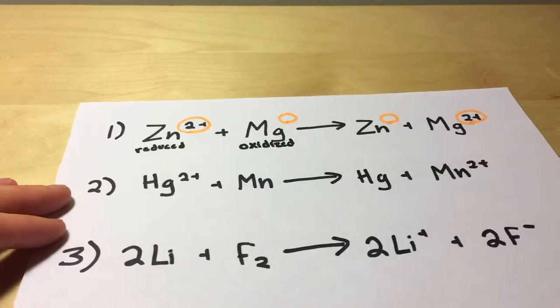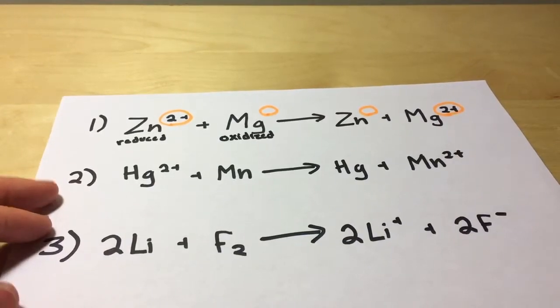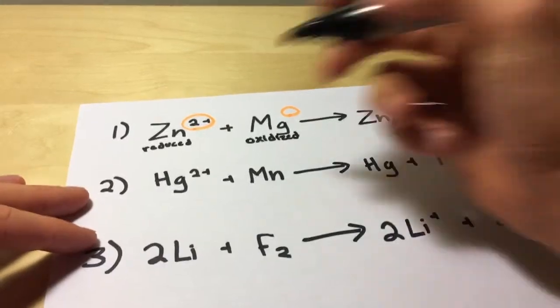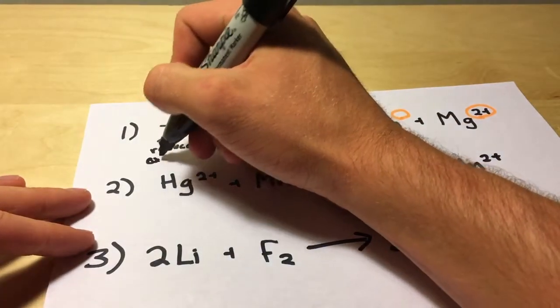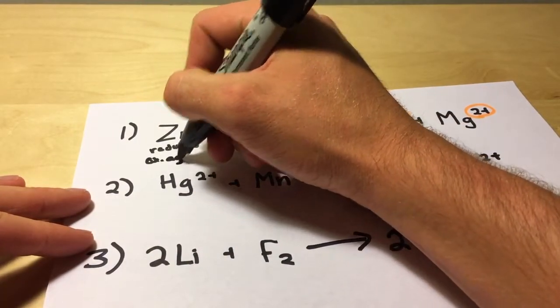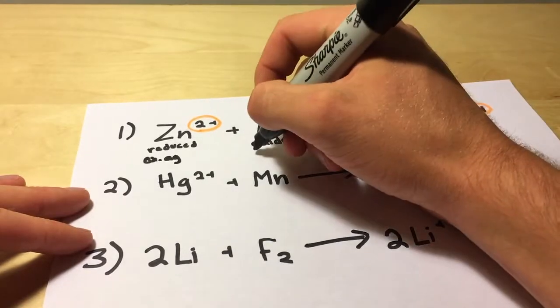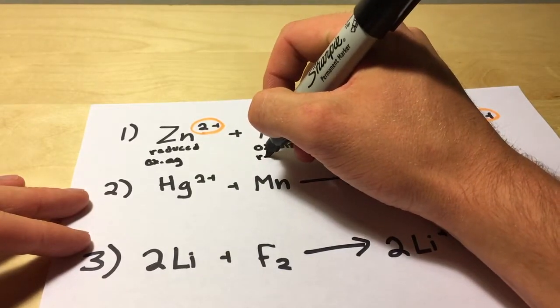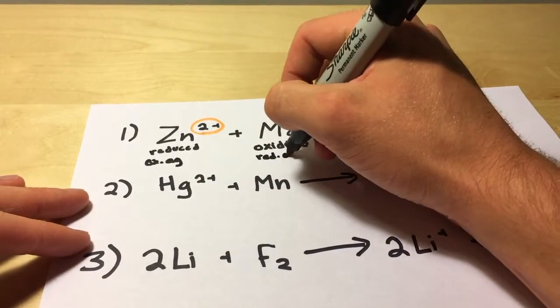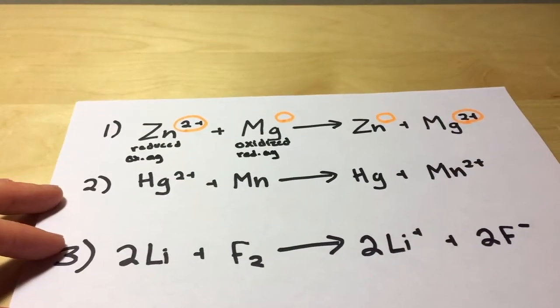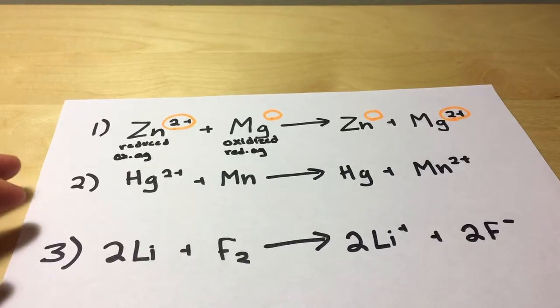And also we know that whatever is reduced is the oxidizing agent. So oxidizing agents are reduced. So we know that this is the oxidizing agent. And reducing agents are oxidized. So we know that this is the reducing agent. I'll give you a second to copy that down.